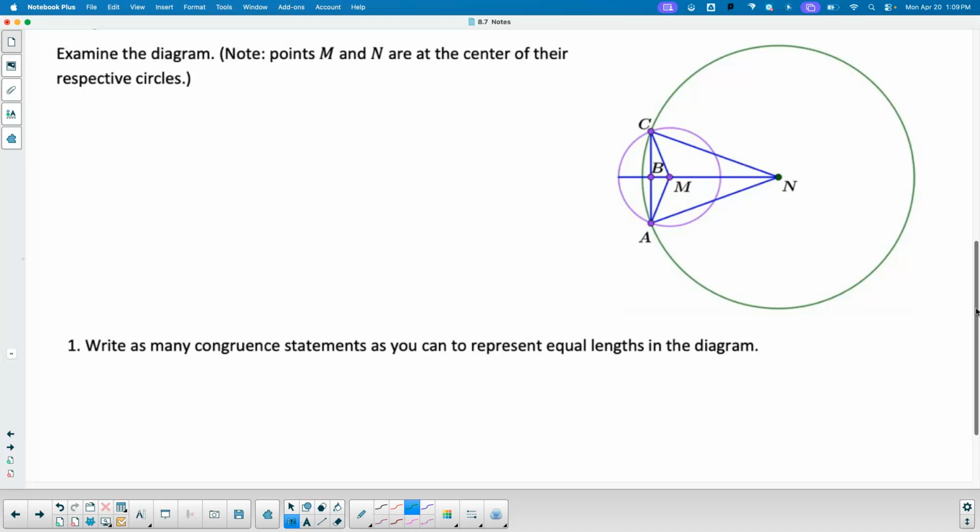CB congruent to AB? Okay, I would agree with that. Somebody give me a different one. CM congruent to AM? Another one?